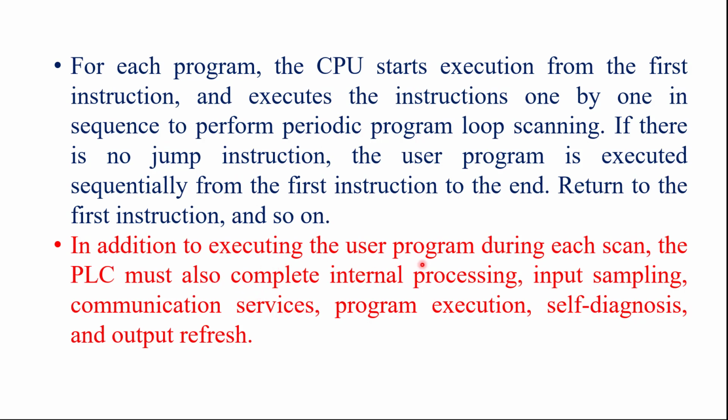In addition to executing the user program during each scan, the PLC must also complete some other internal processing functions, like input sampling and communication service. Communication service means the PLC CPU communicates with all the other components connected in the PLC system. Program execution is the main function of the PLC CPU. Self diagnosis, meaning self testing, is also done by the PLC CPU, as well as update output or output refresh function. These are the other functions also performed by the CPU. In this way the PLC CPU works.